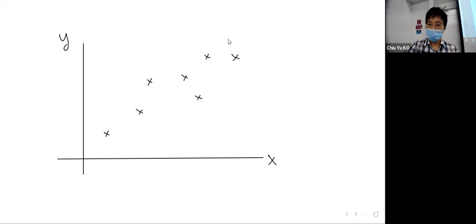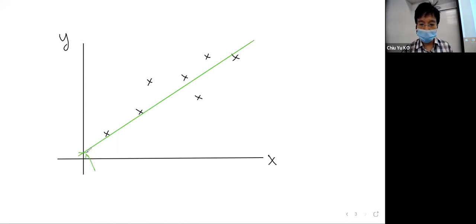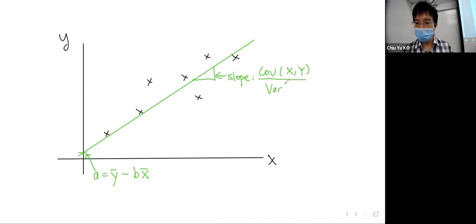And you did run a regression, and this is the line. If you still recall, this is A, and you get A as Y bar minus B times X bar. And what is B, the slope? The slope is simply the covariance of X and Y over the variance of X. So that is the equation.